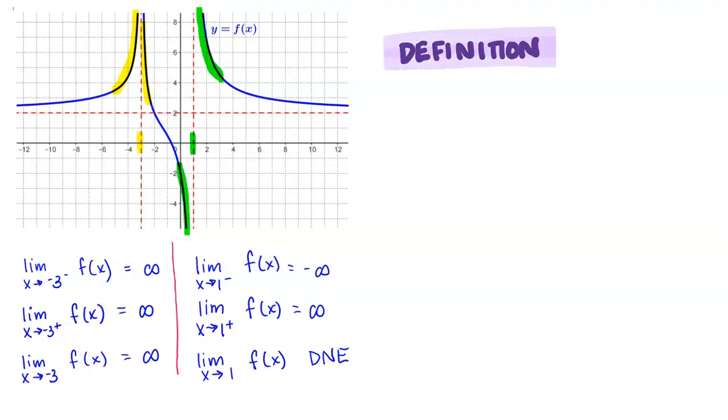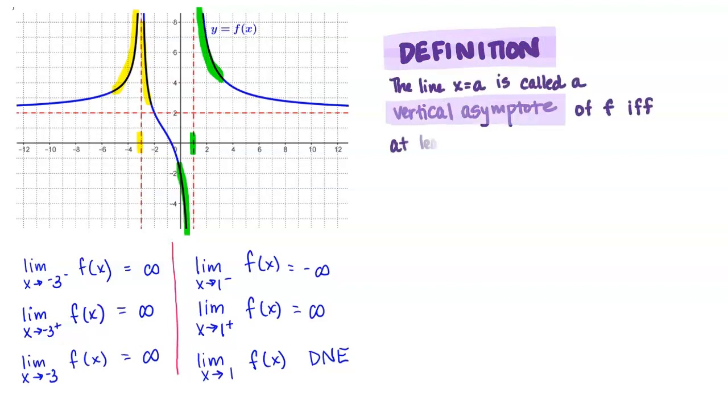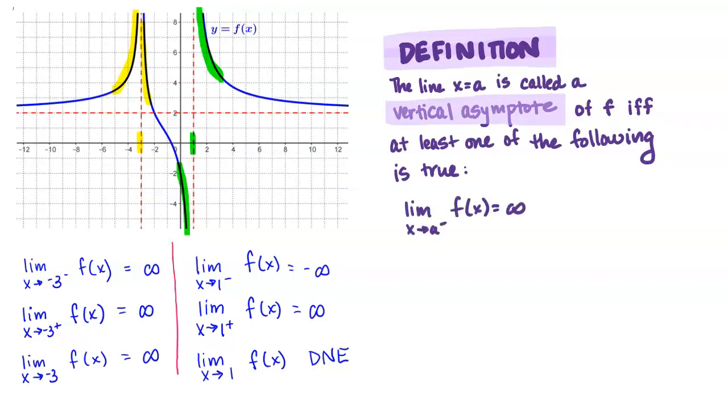Having looked at that, we can now give a definition for a vertical asymptote. We say the line x equals a is a vertical asymptote of f if and only if at least one of the following is true. The limit as x goes to a from the left of f is infinity, or the limit as x goes to a from the right is infinity, or the two-sided limit is infinity.